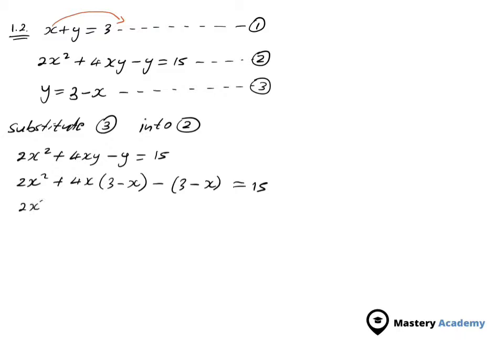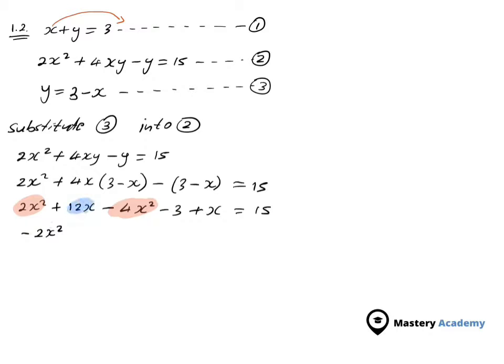And then now we simplify this. So we have 2x squared plus 4x times 3, you get 12x. And then 4x times negative x, you get minus 4x squared. Negative 1 times 3, you get minus 3. And then negative 1 times negative x, you get plus x is equal to 15. Now we're going to sort out the like terms. So we have 2x squared added together with minus 4x squared, and doing so, you'll be left with minus 2x squared.